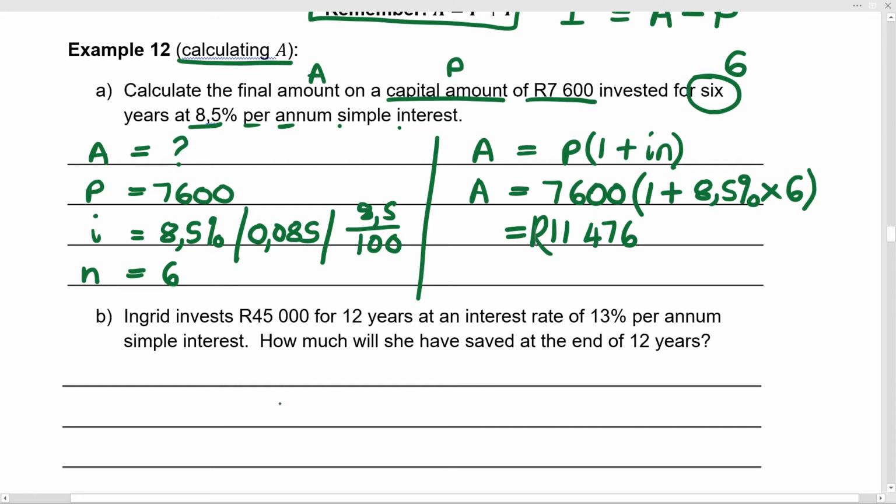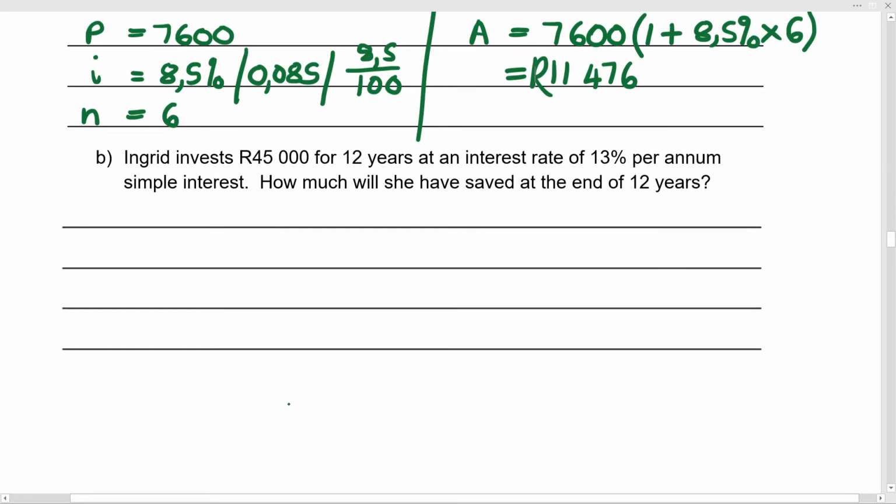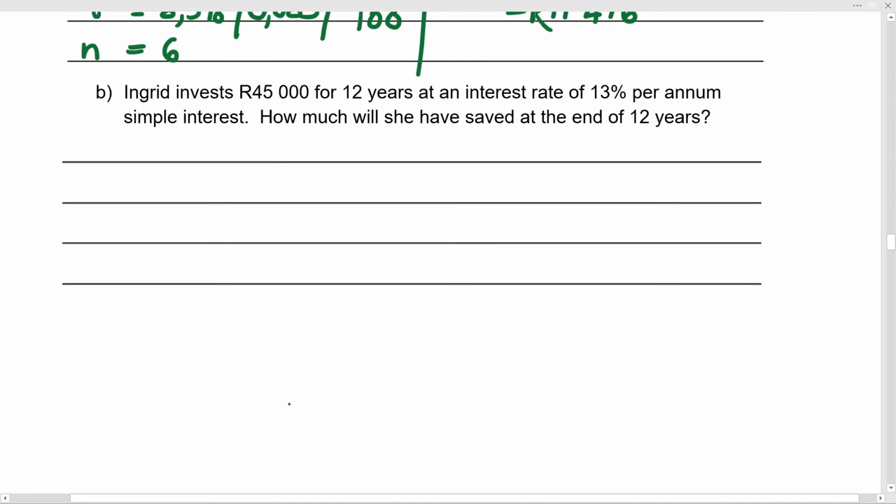Let's look at a second example. We're also finding A for this one. Ingrid invests 45,000 Rand for 12 years and it's 13% per annum simple interest. So that just tells us to use the formula that we looked at a moment ago. How much will she have saved? So what is the A value at the end of 12 years?